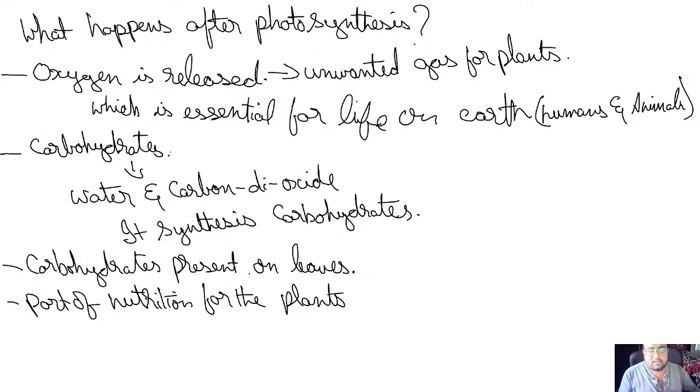So carbohydrates are present in leaves. As I told you, leaves are the food factories of plants. So why is it present? Because carbohydrates are a part of nutrition for the plants. Okay, are you all done?